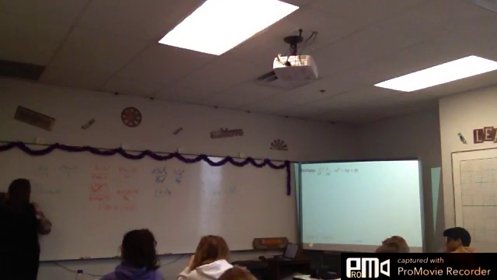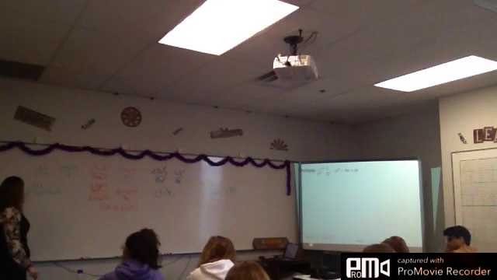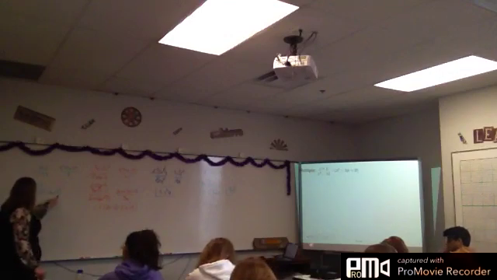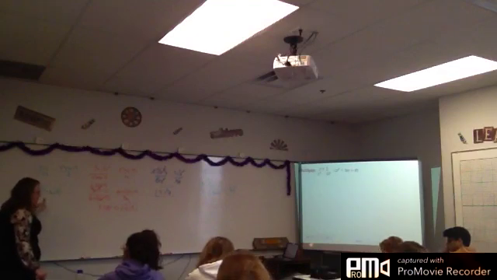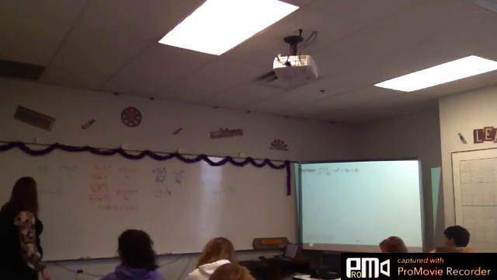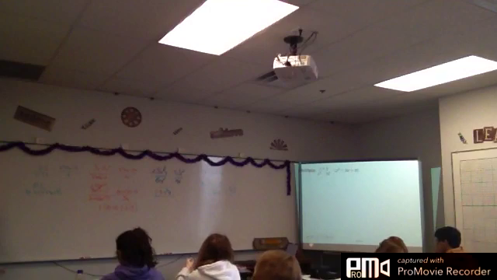Wait, wouldn't that be x squared minus 3x, since it's a negative 3? No, because watch: x times x squared gives me x cubed. x times 3x gives me 3x squared. x times 9 gives me 9x. Negative 3 times x squared gives me negative 3x squared, so they cancel. Negative 3 times 3x gives me negative 9x, so they cancel. And negative 3 times 9 gives me negative 27.